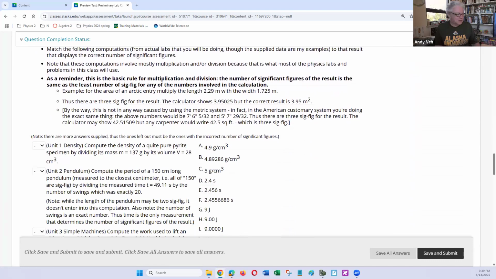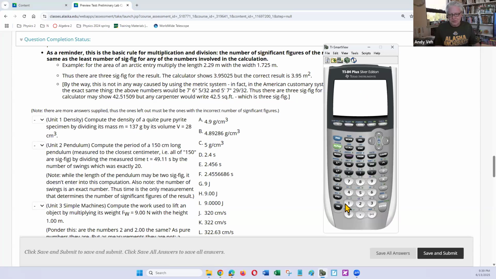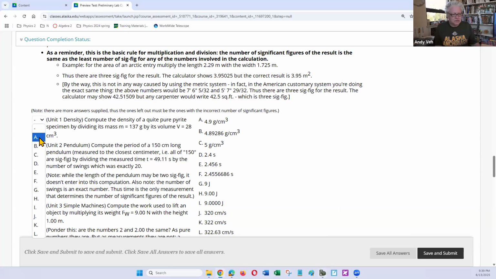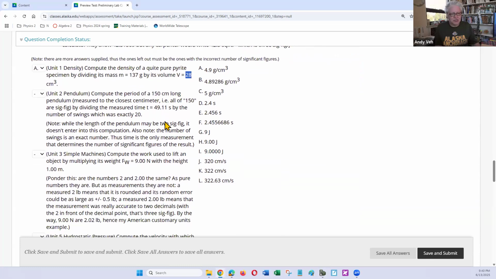All right, significant figures. You might have already noticed that I hit you over the head with that. So when you do these here, for example, I'm going to try to grab the calculator. The first one here, 137 grams divided by 28 milliliters or cubic centimeters, rounds to 4.9 grams per cubic centimeter. Two significant figures because of the 28, which has two.